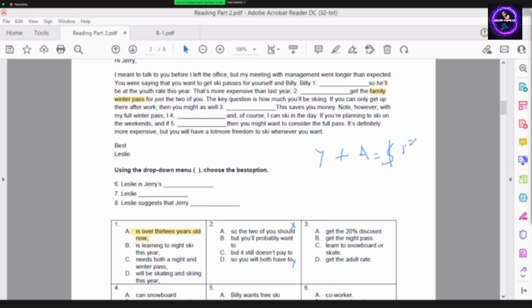I think C only makes sense. Initially I rejected that, but this is the only answer that is true, because this comes to 2090 and that is 1,500. So he's suggesting to his friend it still doesn't pay to get the family winter pass for just the two of you. Yeah, so that's the right answer.